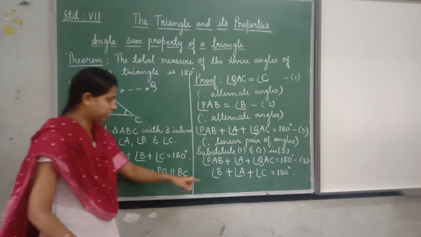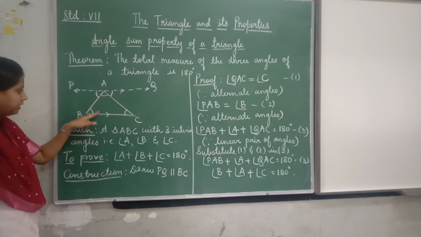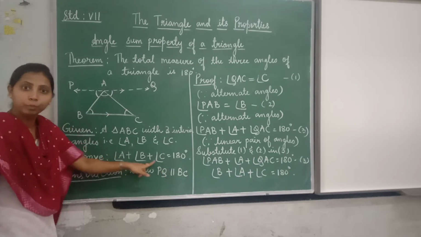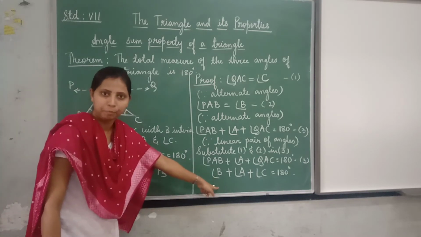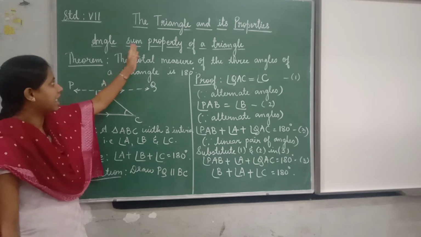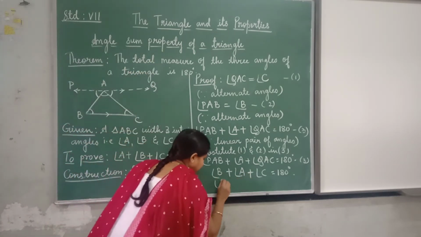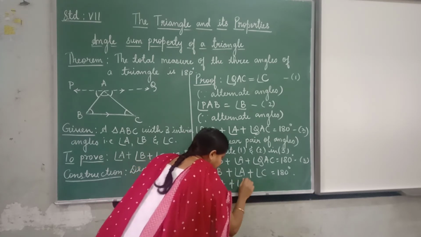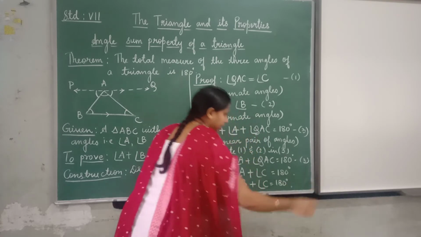Now you can see here, children, angle B, angle A, angle C, that is all three angles. What was to be proved? We got it here. So this is the theorem of angle sum property of a triangle. Or you can rearrange it: angle A plus angle B plus angle C is equal to 180 degrees.